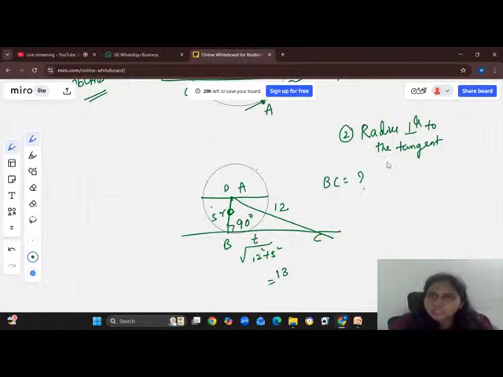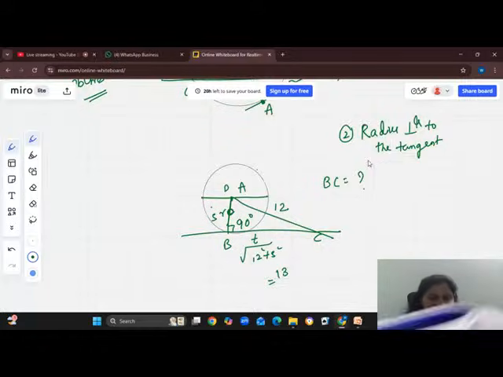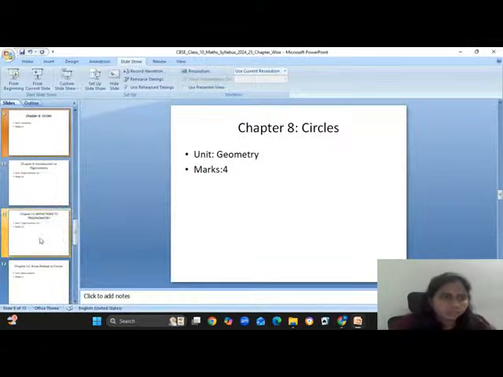If you don't know that the radius is perpendicular to the tangent, you will find it really hard. So these are the two important points you have to know here, and also the terms: what is a tangent, what is a secant. All this terminology might come in the MCQs, and this is all about circles. Let us go to the next chapter.